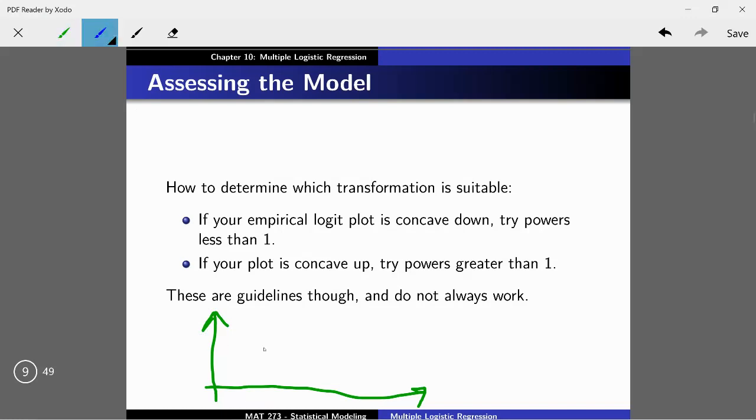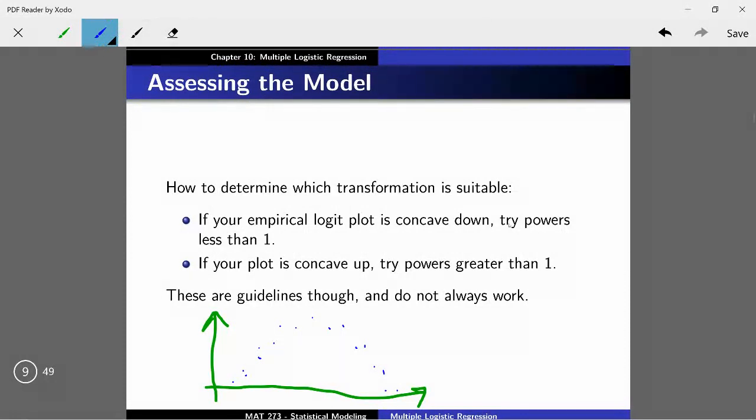Okay, concave down is something that has a second derivative that's negative. So if we had something like this, an upside down U shape, that's concave down, okay?